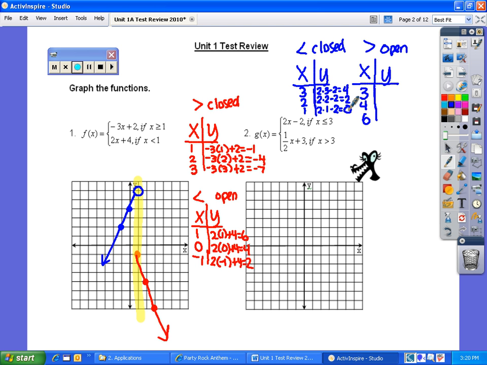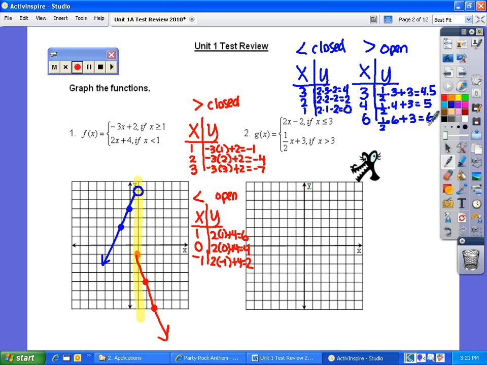Now in the next one, we have 1/2 times 3, which gives you 1.5, plus 3 is 4.5. The next one is 1/2 times 4. Half of 4 is 2. 2 plus 3 is 5. Next we have 1/2 of 6, which is 3. And 3 plus 3 gives you 6. So those are our values.